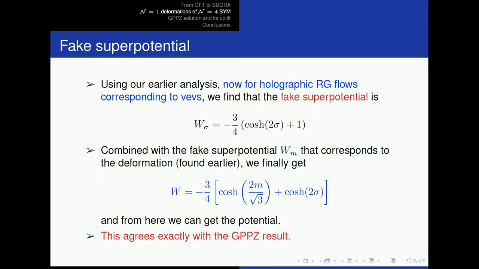And then one can run, again, the same argument I had earlier, where I derived the potential from the RGE equation. And in this case, the effective superpotential is this one. And then you can combine it with the effective superpotential we obtained earlier to get that one. And from here, you can get the potential. And that agrees exactly with the GPPZ result, where they derived the potential for the entire system, the M and the sigma field. And again, this clarifies what is the underlying physics behind these potentials. And here you get both of them with an almost back of the envelope computation.